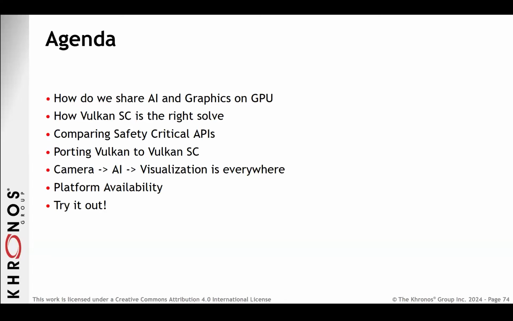I'm going to talk about a few things today. I'll cover how workloads get shared between AI and graphics on the GPU, and why Vulkan SC is the preferred solution. I'll walk you through an example use case. Then I'll talk about how you would go about moving to Vulkan SC. I'm also going to discuss where the different perception, AI, and visualization use cases are in the industry, and where you can get Vulkan SC today.